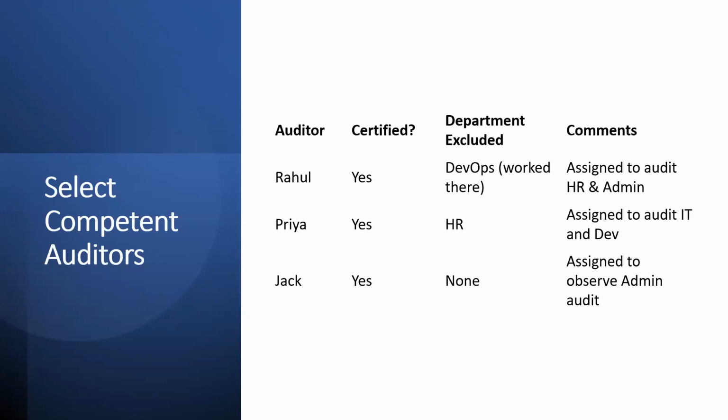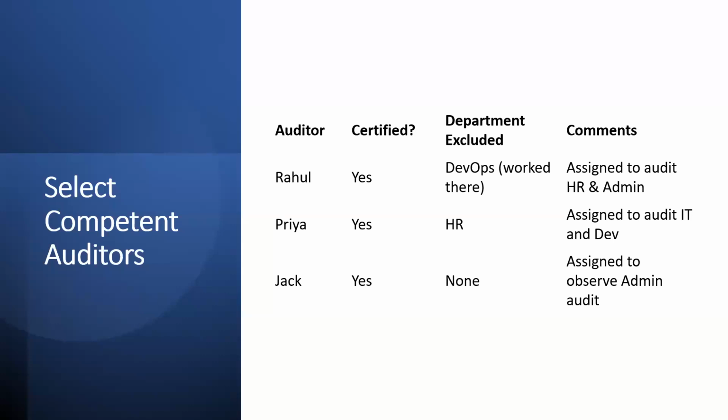For those auditors, we have auditors by the name of Rahul, Priya, and Jack. Are those auditors certified? Yes, these auditors are certified. Then, which department have they been excluded from? Rahul is part of the DevOps team, so we are assigning him HR and admin. Rahul is going to evaluate the HR and admin team or process, not the DevOps process. Priya is part of an HR team, so we are assigning Priya to audit the IT department and DevOps department.